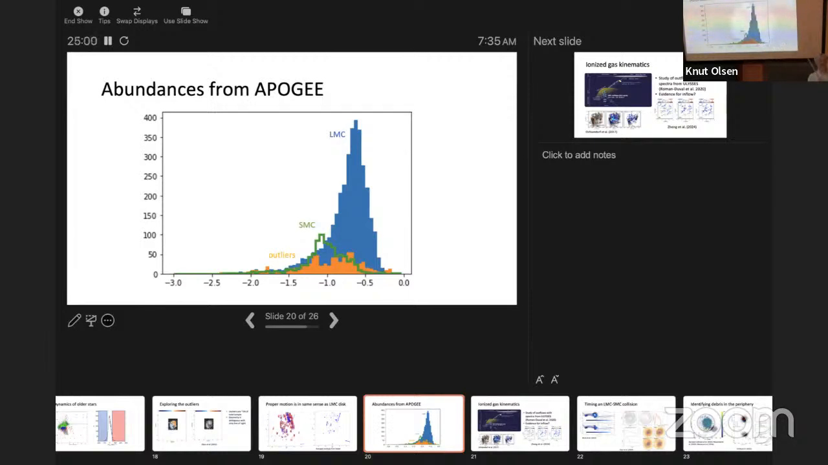And so we concluded from this that possibly what is happening is that the outliers were formed as part of the interaction with the SMC and are actually captured SMC stars, some of them, in the disk of the LMC.